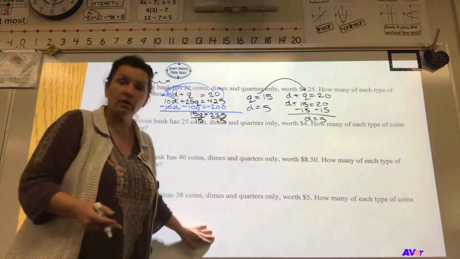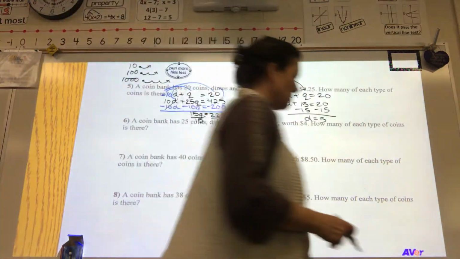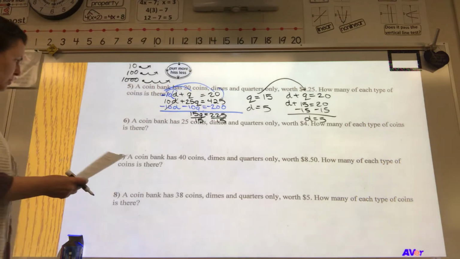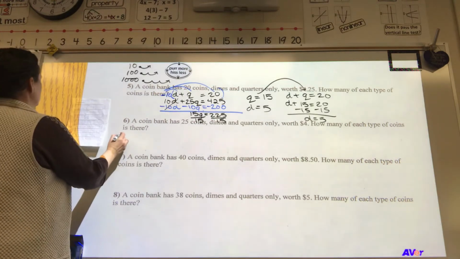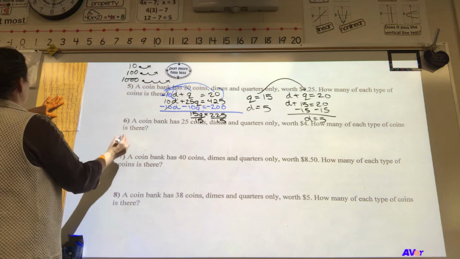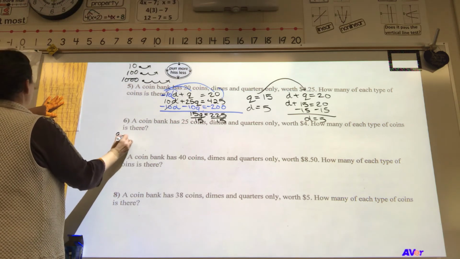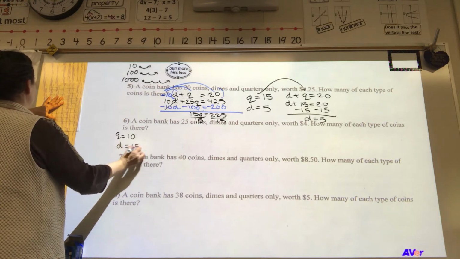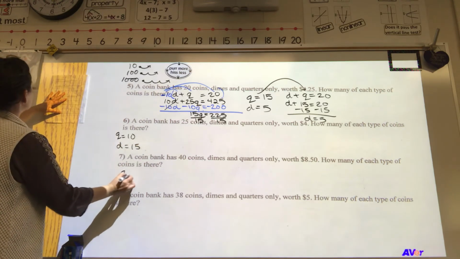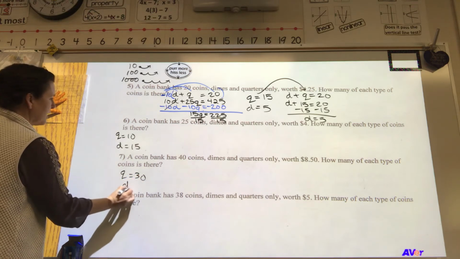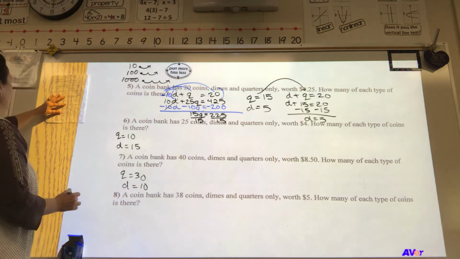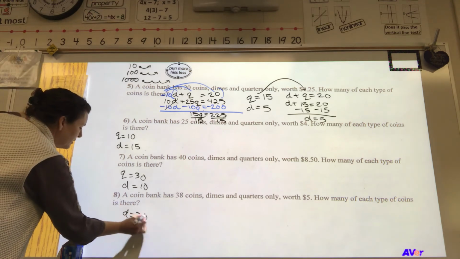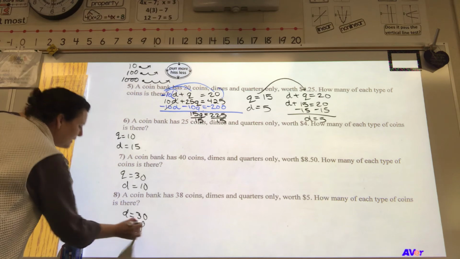Then the next 3, you're going to do on your own, but I am going to give you the answers so that you at least have the answers, but you have to do the work. So number 6 is going to be quarters is 10 and dimes is 15. Next one, quarters is 30 and dimes is 10. And the last one, dimes is 30 and quarters is 8.